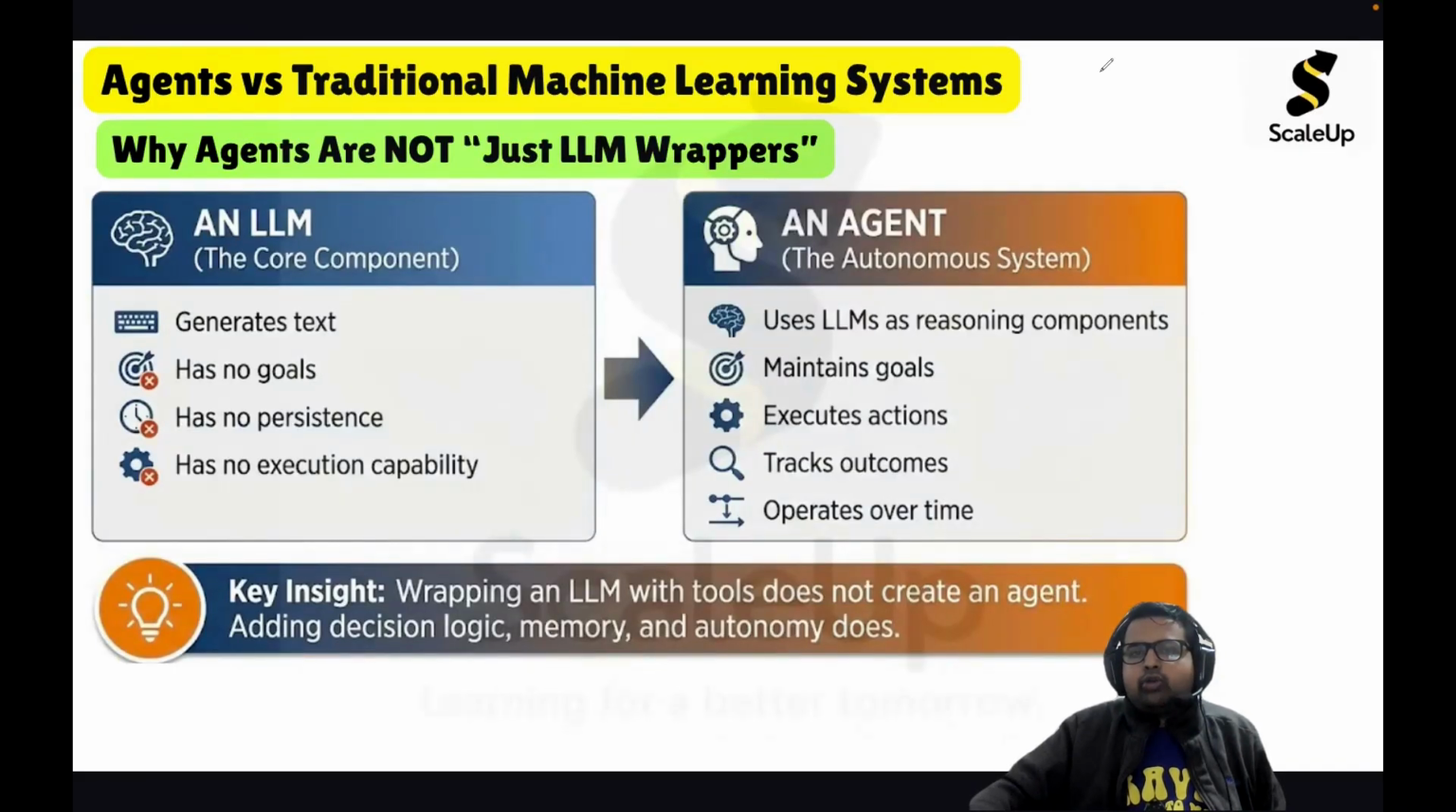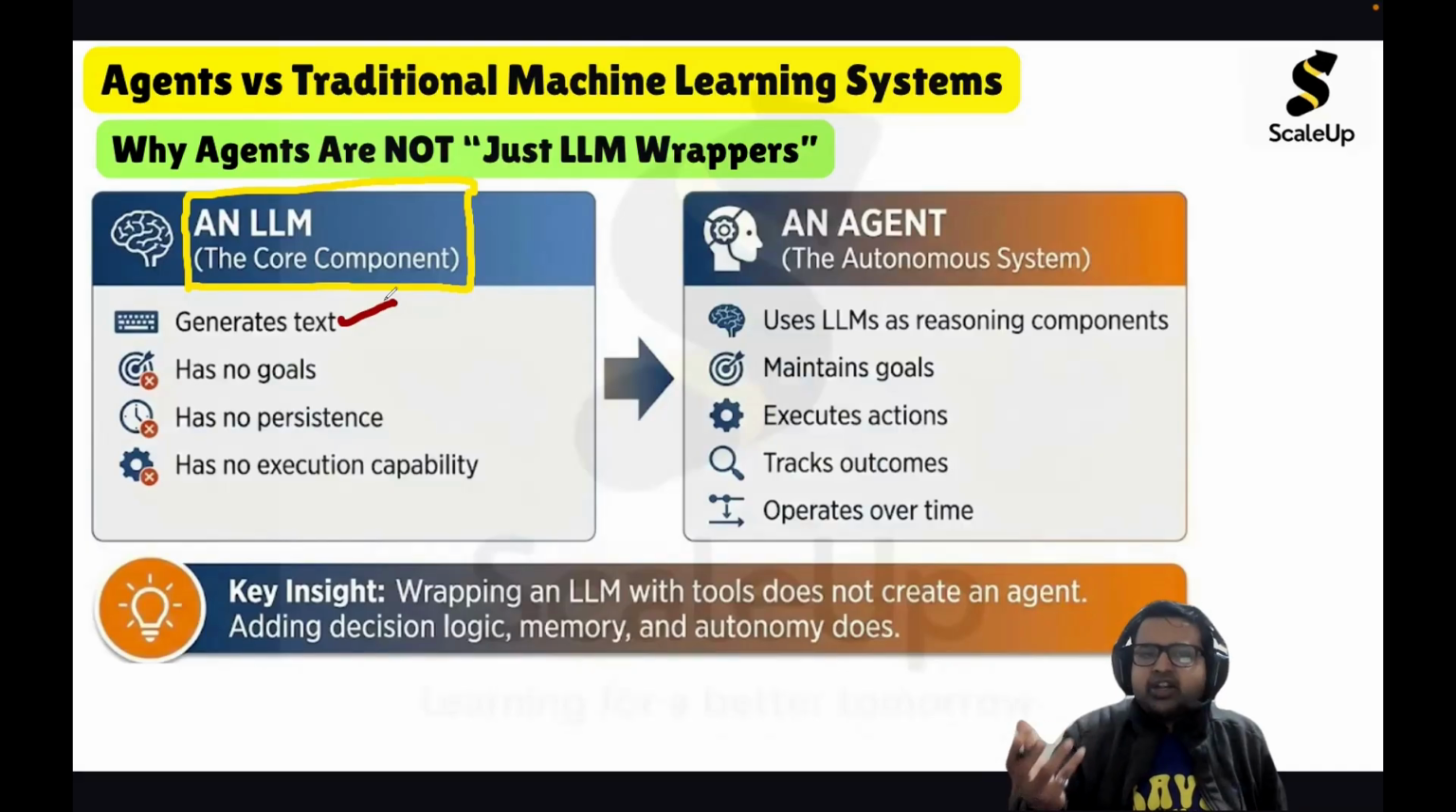So if we talk about large language models, we know that a large language model is the core component of an agent, because all the intelligence is there with the large language model only. Now, a large language model has the capability of generative AI. It can only generate content. It can generate text, images, videos, audio, but it can only generate.